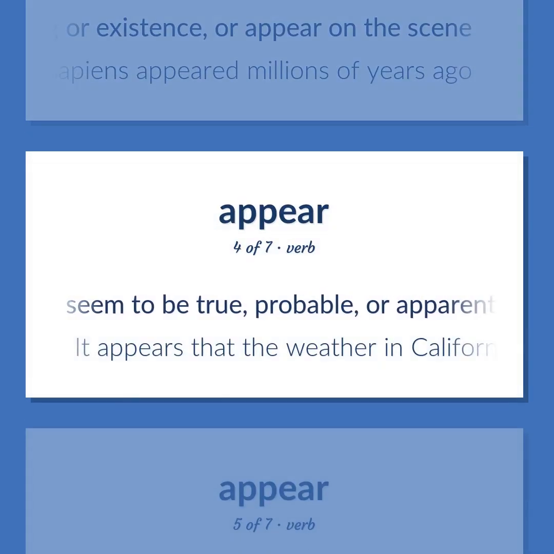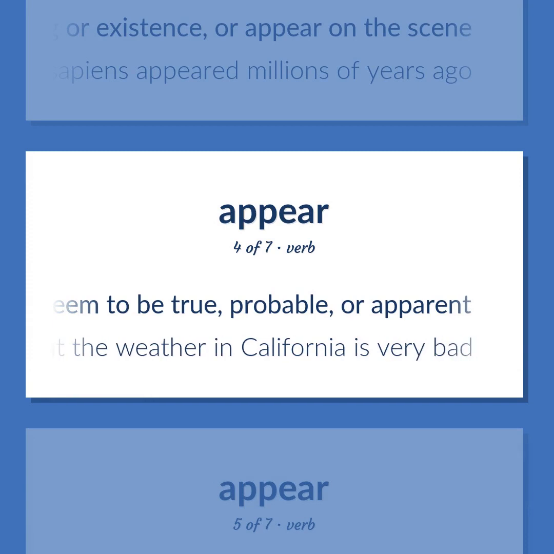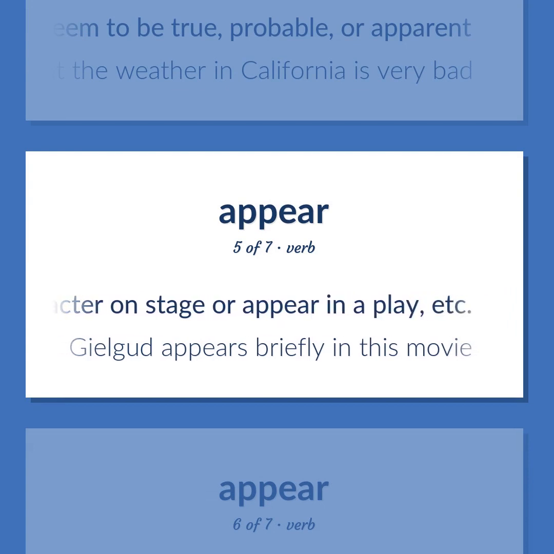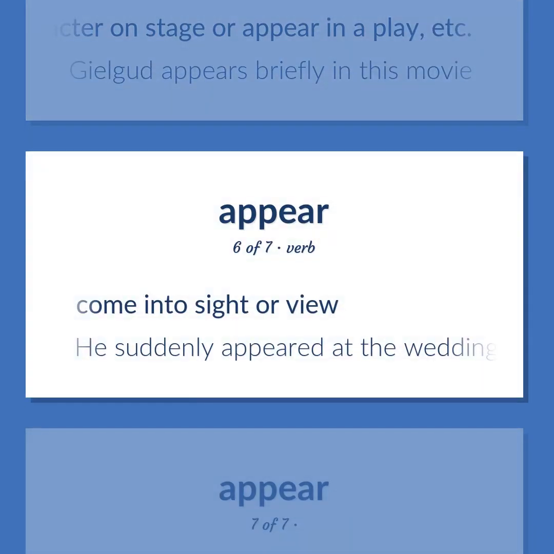Seem to be true, probable, or apparent. It appears that the weather in California is very bad. Appear as a character on stage or appear in a play, etc. Gielgud appears briefly in this movie. Come into sight or view. He suddenly appeared at the wedding.